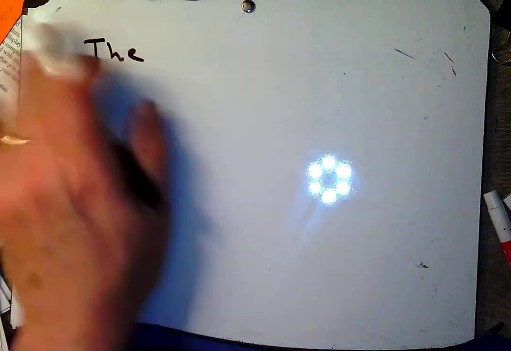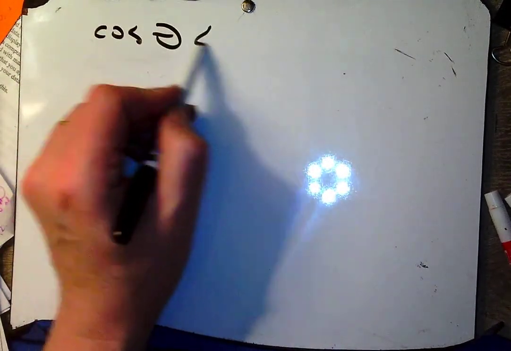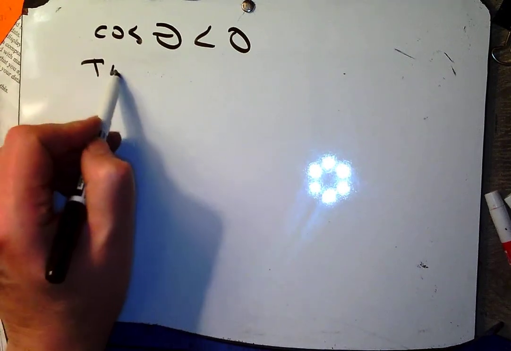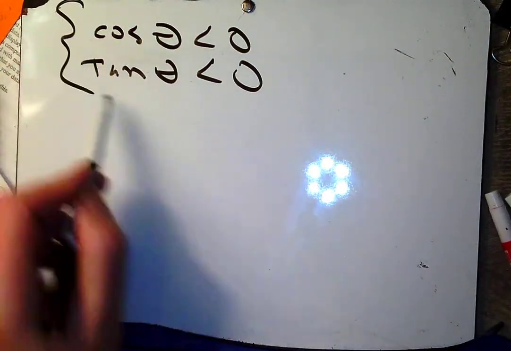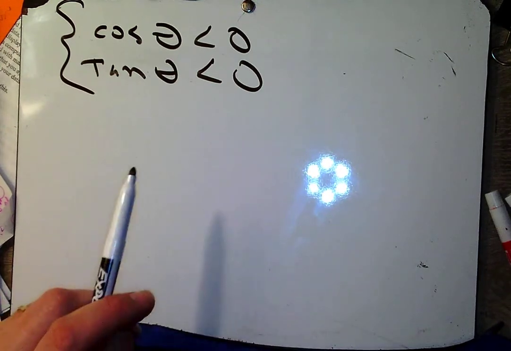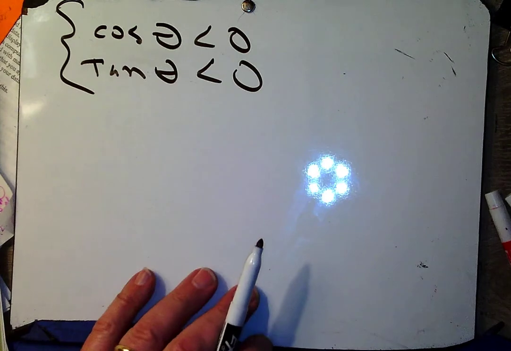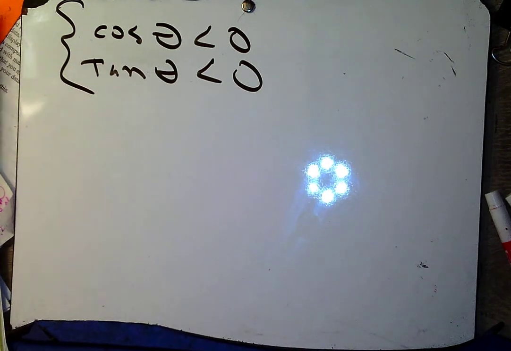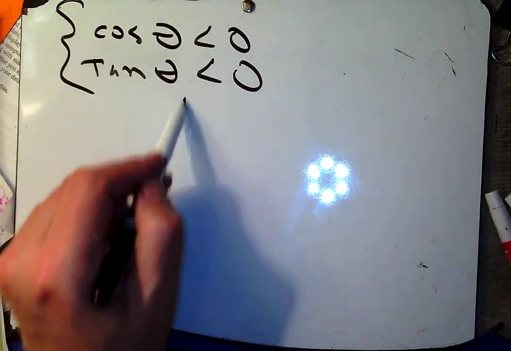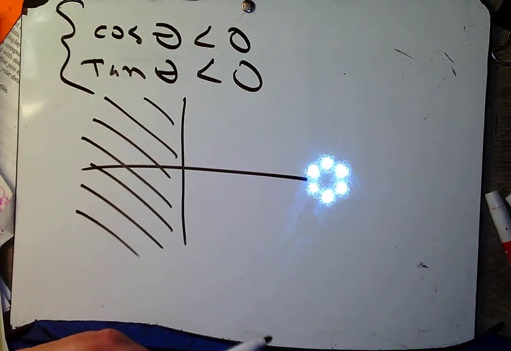We're done with, yeah, all right, I'll do one more. How about cosine theta is less than 0 and tangent theta is less than 0? In what quadrant do I live? But this is the last one. We need to move on. Okay, so cosine is negative. That's the x values are negative.